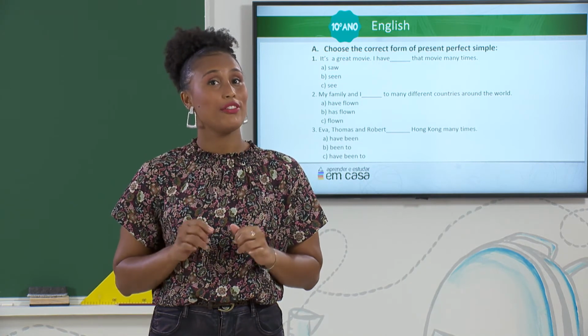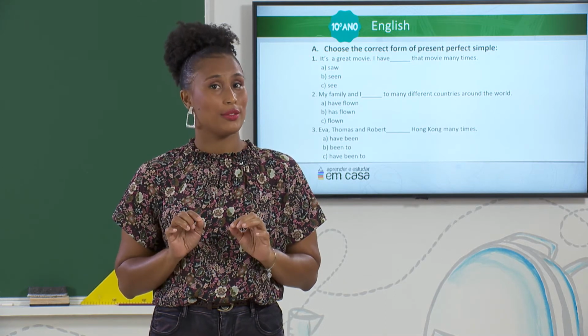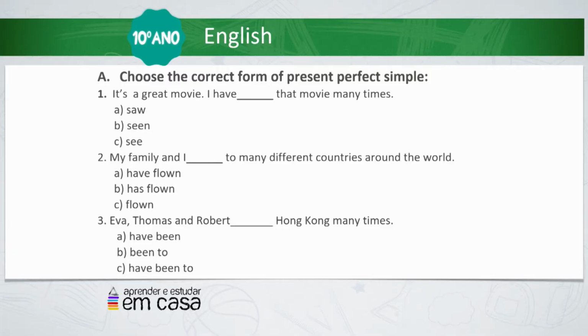Students, do you think that I forgot about our exercise? No, I brought some exercise here. Easy one, simple. First one, you have to choose the correct form of the present perfect simple. First one, it's a great movie. I have seen that movie many times. We have options: A, saw, B, seen, C, see. Don't forget, it is the past participle of the main verb.